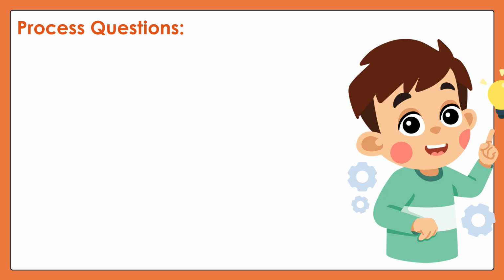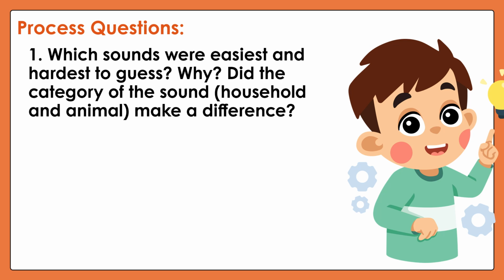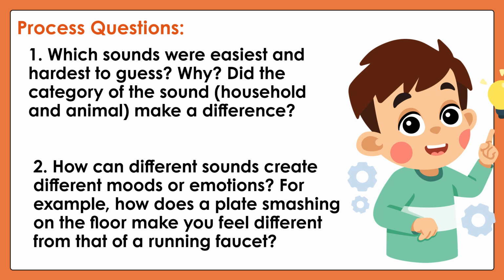Process questions. First, which sounds were easiest and hardest to guess? Why? Did the category of the sound, household and animal, make a difference? Second, how can different sounds create different moods or emotions? For example, how does a plate smashing on the floor make you feel different from that of a running faucet?